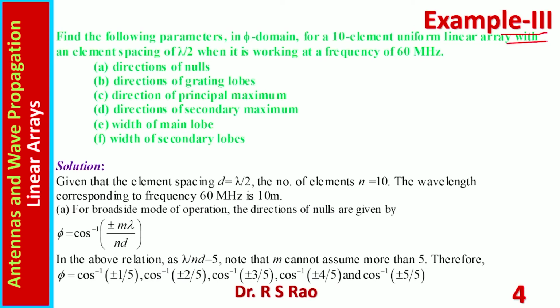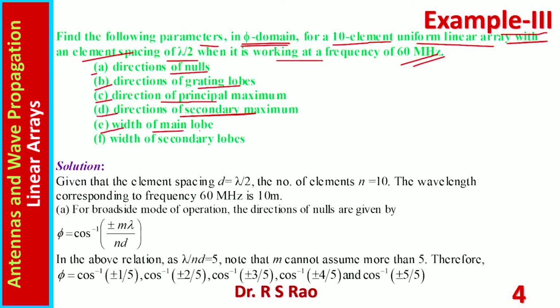Another problem, example 3. Find the following parameters in phi domain for a 10 element uniform linear array with an element spacing of lambda by 2 when it is working at a frequency of 60 megahertz. What are the parameters that are required? A. Directions of nulls. B. Directions of grating lobes. C. Direction of principal maximum. D. Directions of secondary maximum. E. Width of main lobe. F. Width of secondary lobes. These are quantities of interest in the pattern of an array.